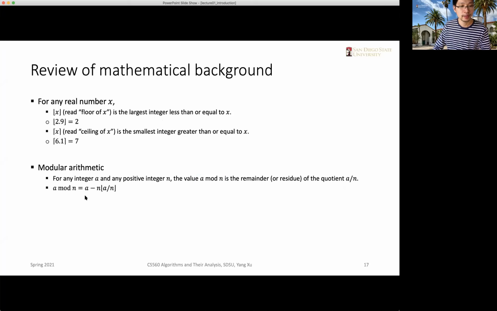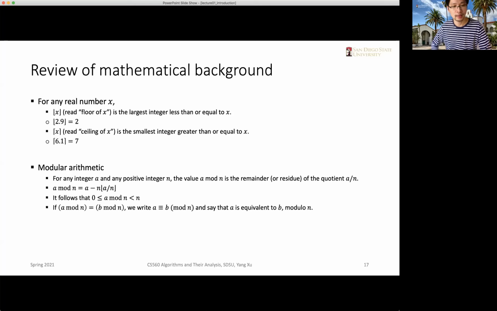So the mathematical relationship can be described by this equation using the floor symbol, which we just defined previously. The remainder part is always a non-negative number, but it should be smaller than the number n.